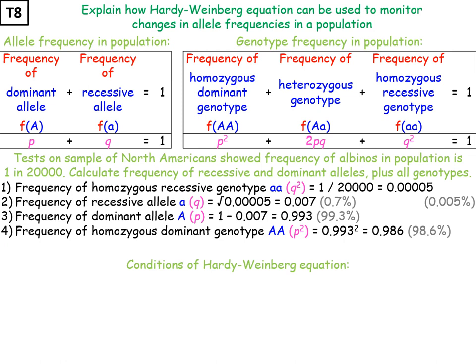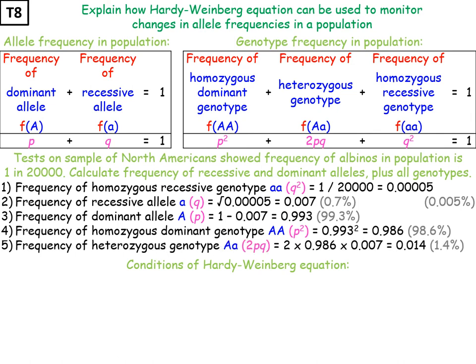And then, because we now know P, we could look at P squared, which is the frequency of the homozygous dominant genotype. So 0.993 squared is 0.986. So 98.6% of the population have the homozygous dominant genotype, which is the non-albino. Whereas the frequency of the heterozygous genotype is 2PQ, so it's 2 times 0.993 times 0.007, which is 0.014, that is 1.4%, and would therefore be the frequency of the heterozygous genotype. So they would also not have albinism, however, they would contain an albino allele. So we have calculated the frequency of the recessive and dominant alleles plus all the genotypes.